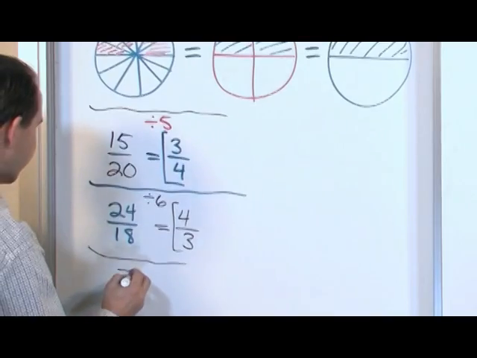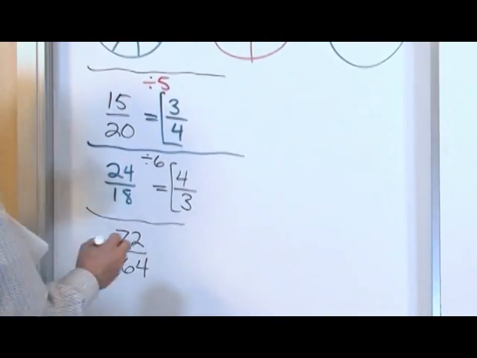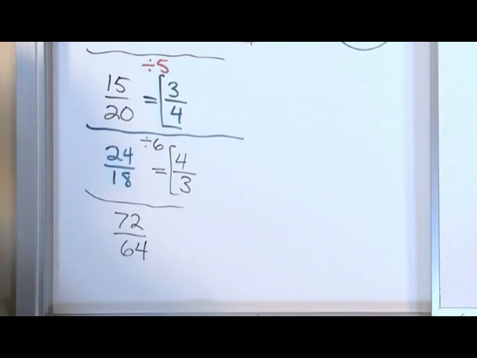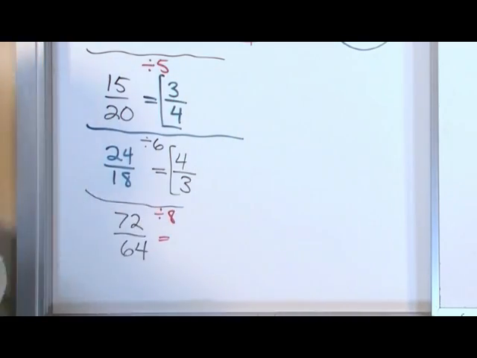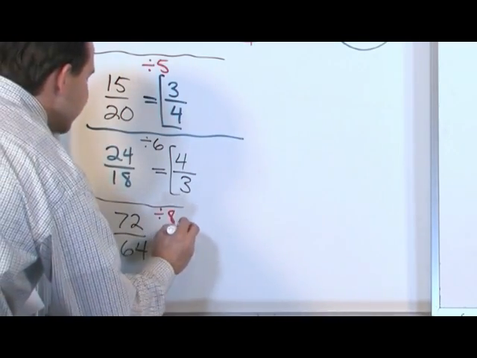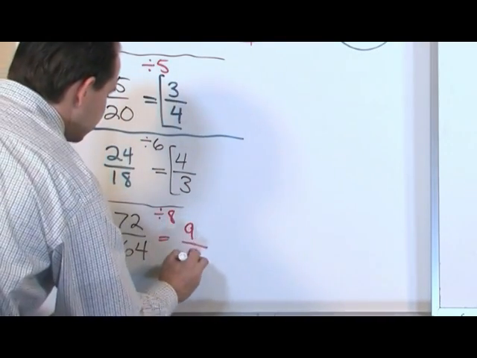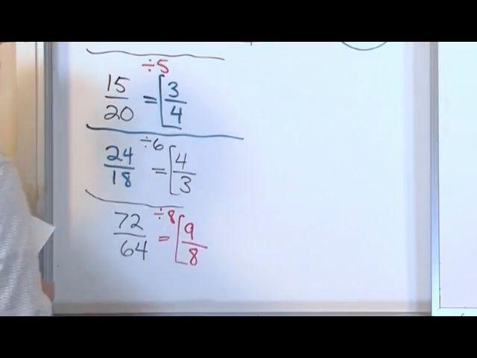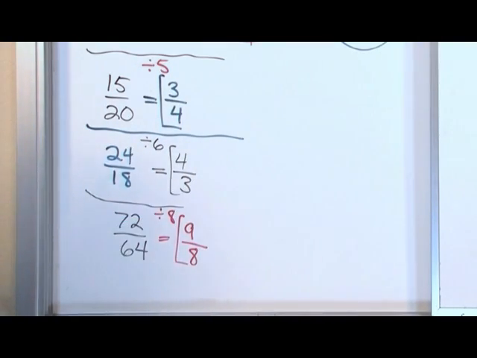What if I have 72 over 64? Right? Well, when I look at 72 and 64, you might ponder that one for a few minutes, but you should remember that you can divide by 8. What is 72 divided by 8? That is 9, because 8 times 9 is 72. What is 64 divided by 8? That's 8, because 8 times 8 is 64. So 72/64 is exactly the same thing as 9/8.